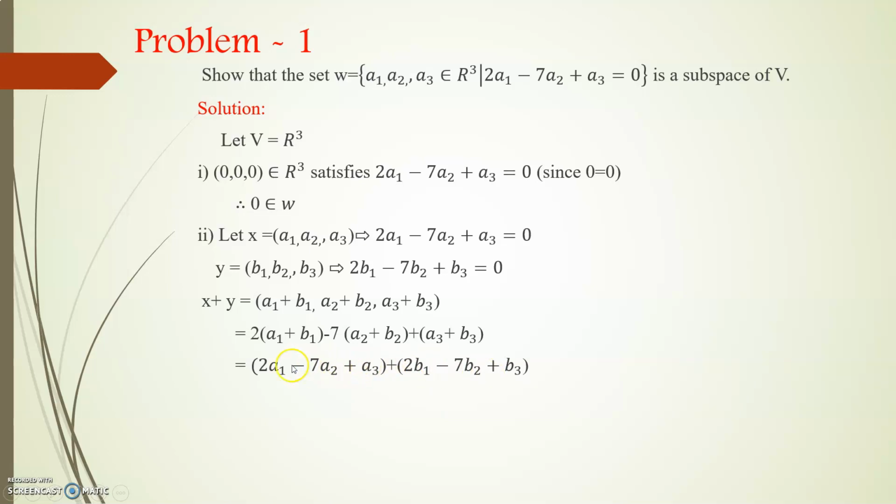We know the value of this: 2a1 minus 7a2 plus a3 equals 0, so substitute 0 here. In the same way, 2b1 minus 7b2 plus b3 equals 0, so this value is also 0. Substituting, we get 0 plus 0, and that result is equal to 0. So closed addition is also satisfied.